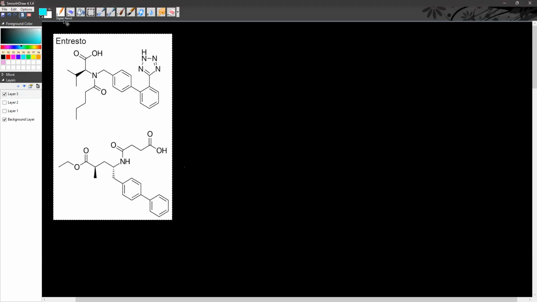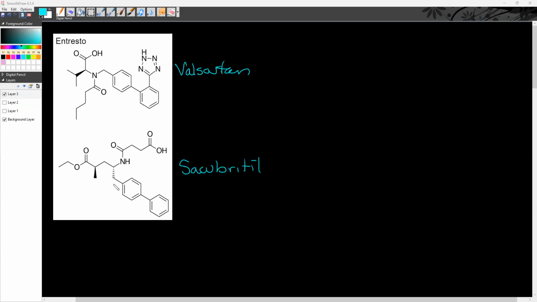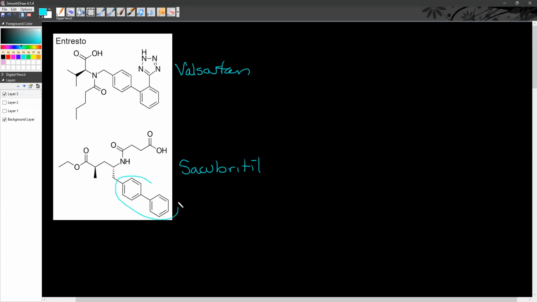The last one that we're going to look at is Entresto. Entresto is made up of two molecules. The first is valsartan, and the second is sacubitril. So sacubitril is interesting in where we have this dibenzo group.